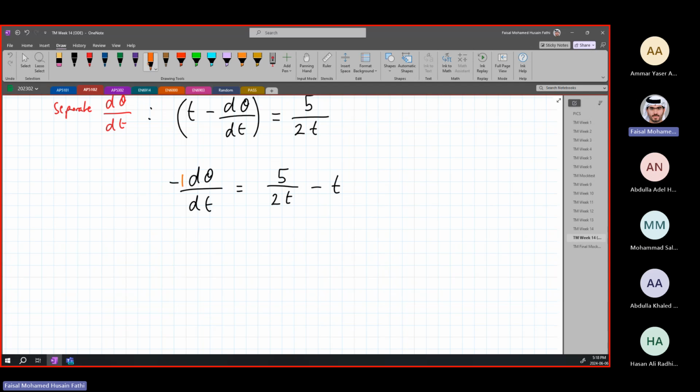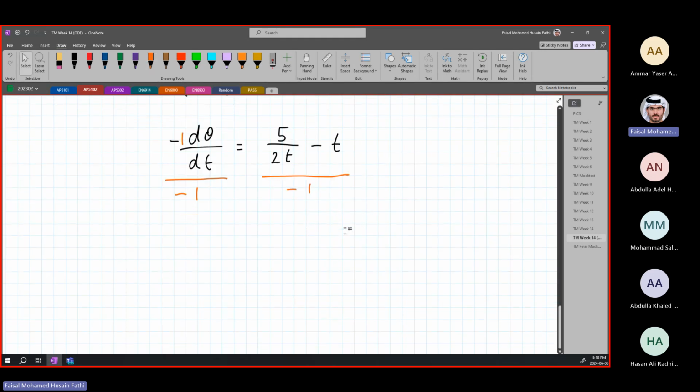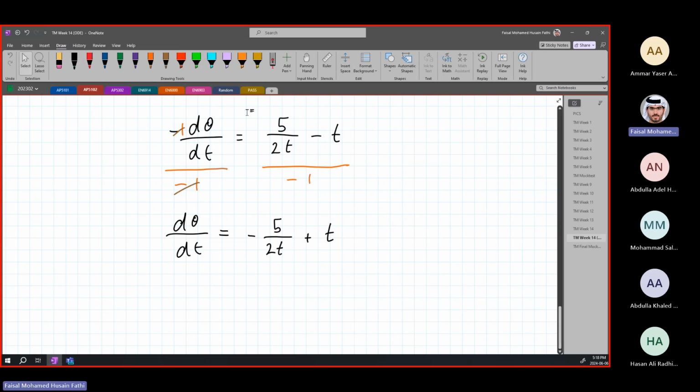So what can we do now? We divide both sides by negative 1 and negative 1. All right? Or you can say multiply both sides by negative 1 as well. It's the same thing. This will give us d theta by dt. And then the minus 1s will cancel over here. And you will have minus 1 for the first one. So it's minus 5 over 2t. Minus 1 and minus t becomes plus t.